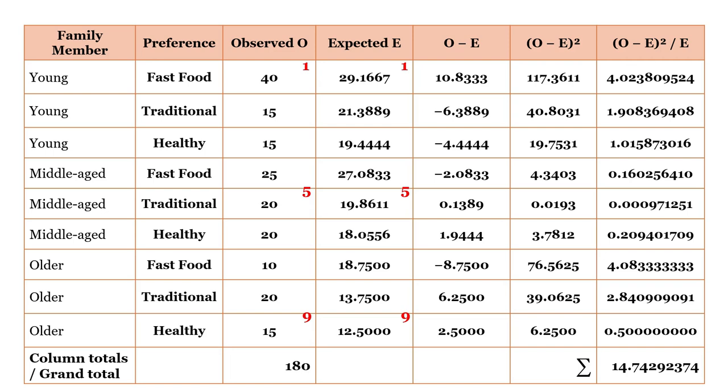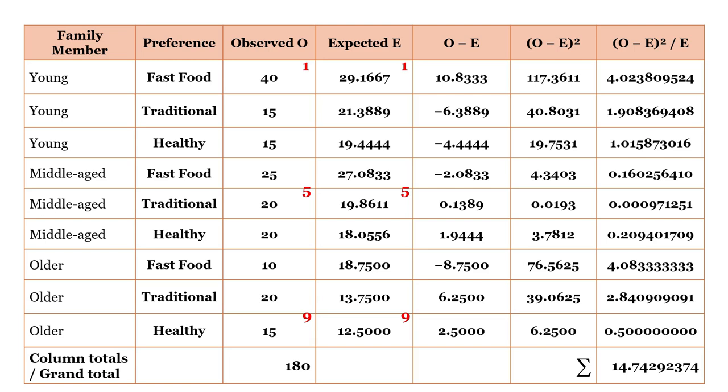Then we have to subtract the expected frequency from the observed frequency. The value obtained after the subtraction, that is O minus E, we have to square, and then in the last column we will write (O minus E) squared divided by E, where E is the expected frequency value.